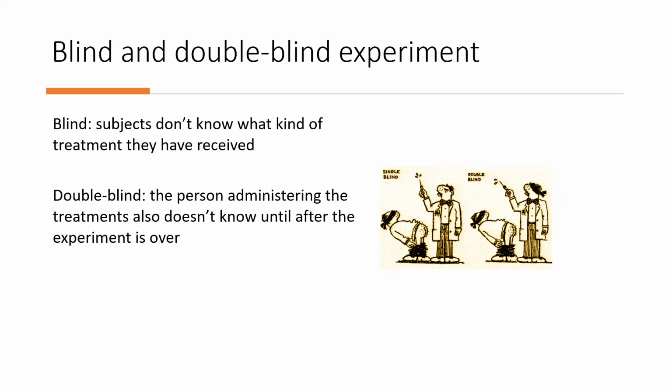In a double-blind experiment, the subjects don't know what they're receiving, but the person who's giving the pills or the test also doesn't know what they're giving. Okay, so in the single blind, only the subject is blind. The scientists know what they're giving, but in double blind, they both don't know.